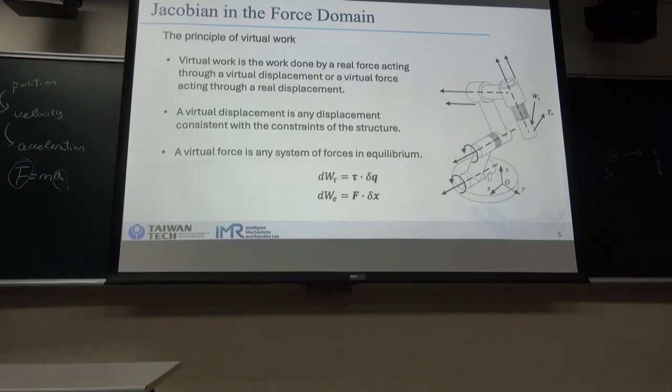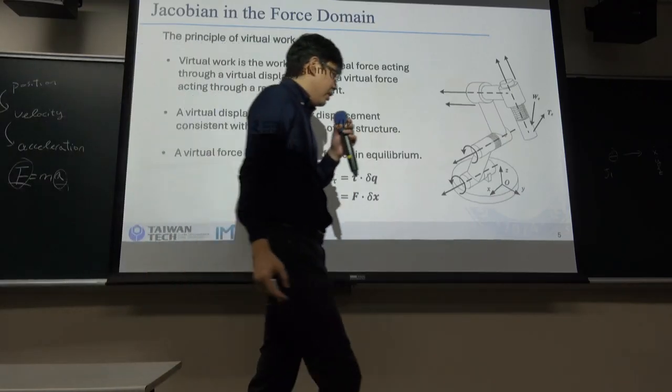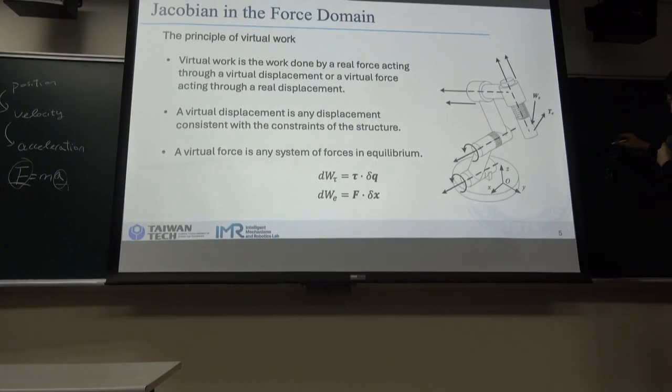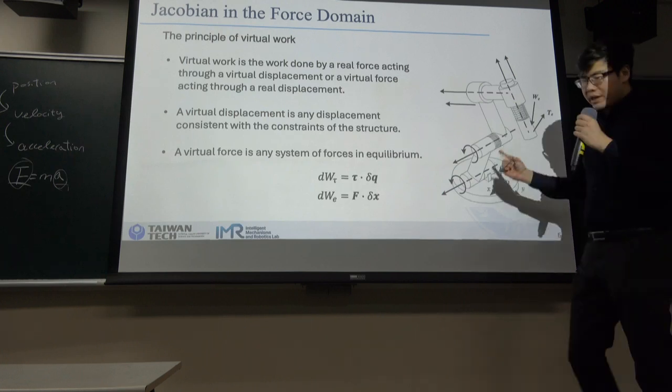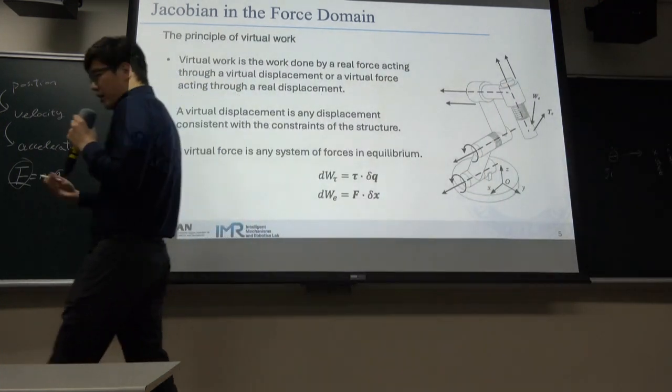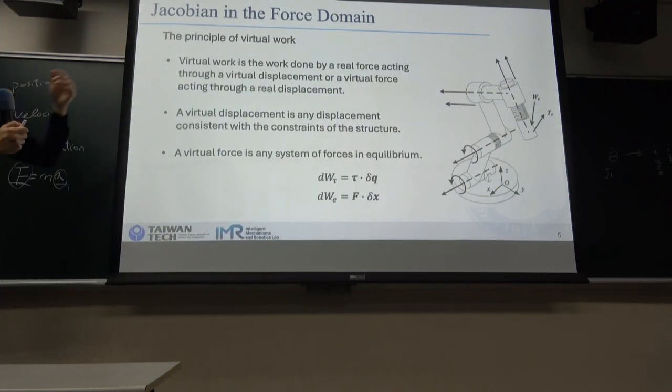But now, if we want to do the Jacobian, the force domain, normally we need to find the acceleration. So the easy way is we find the acceleration or angular acceleration, then we can find the acceleration of the end effector. Then we can do the force. But there is another way. So today we're teaching you using the principle of the virtual work.